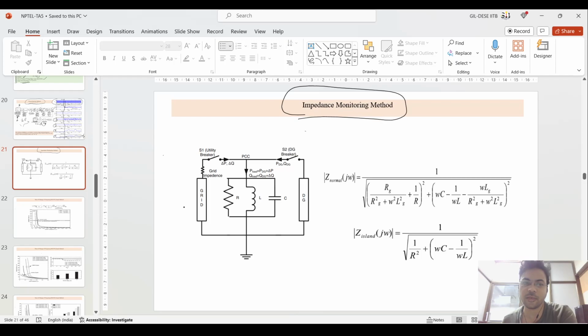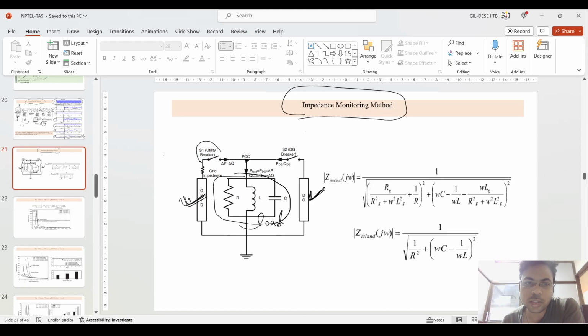So this is a method of the power quality method. Coming to this impedance monitoring method, if you see, this is the grid. This left side where my pointer is, this is the grid. On the right side, where my pointer is, these are the distributed generation sources. And in between, you have this load in the center.